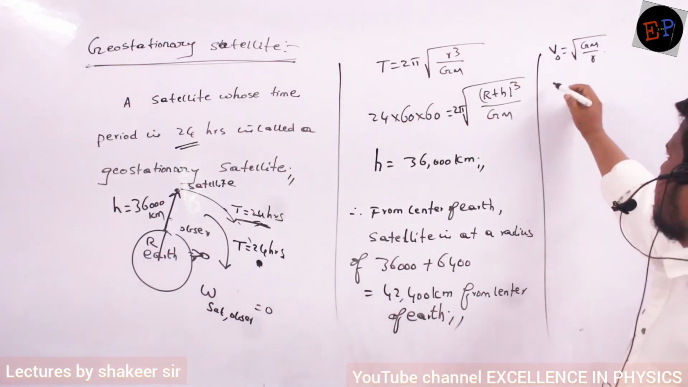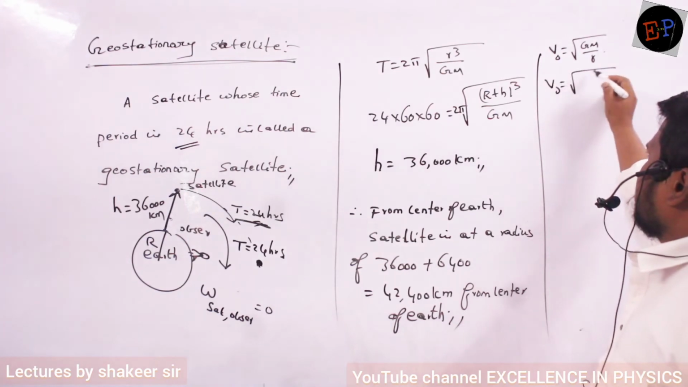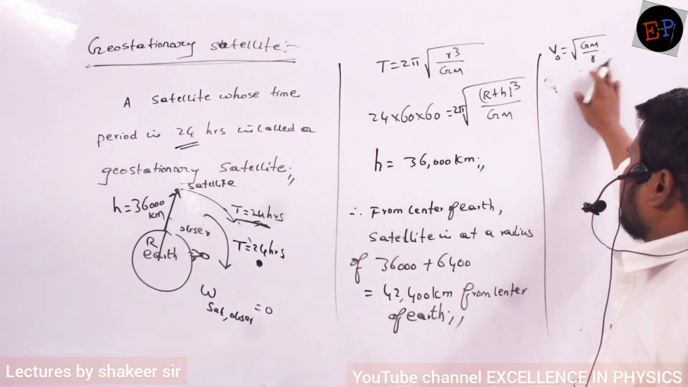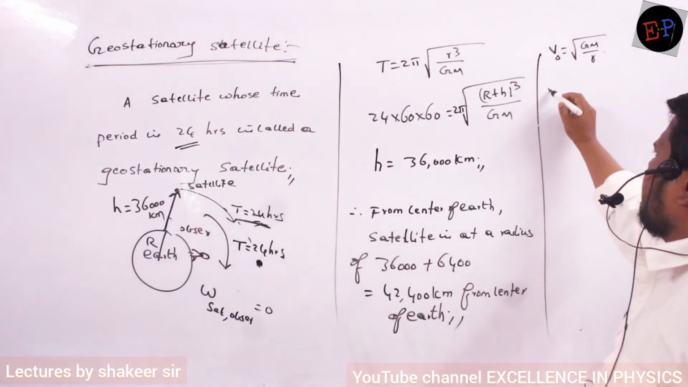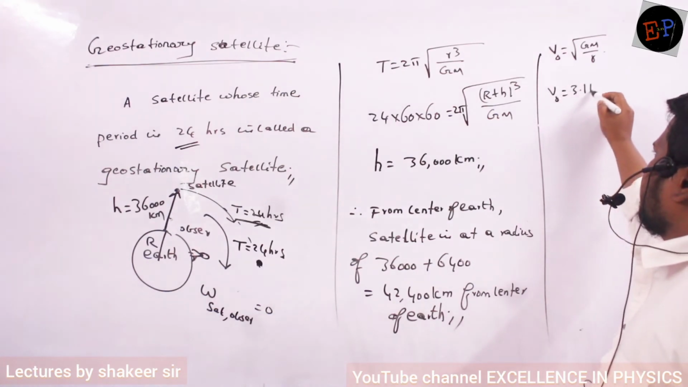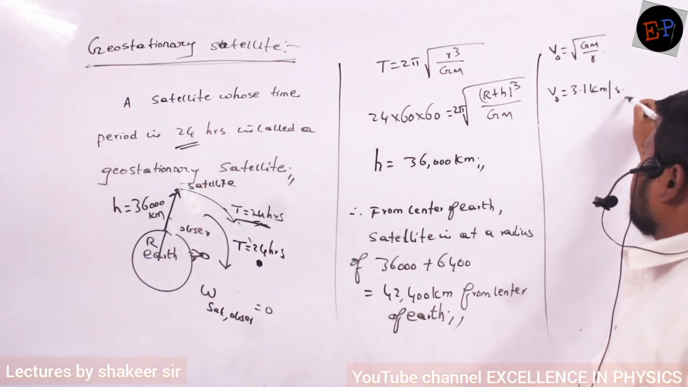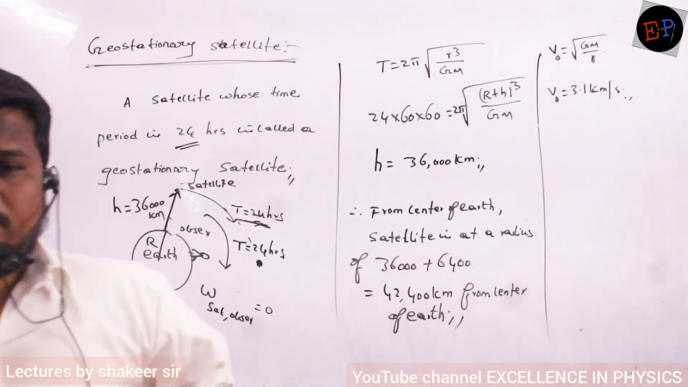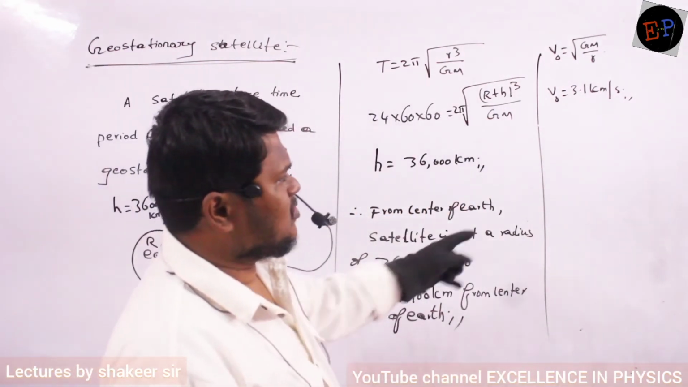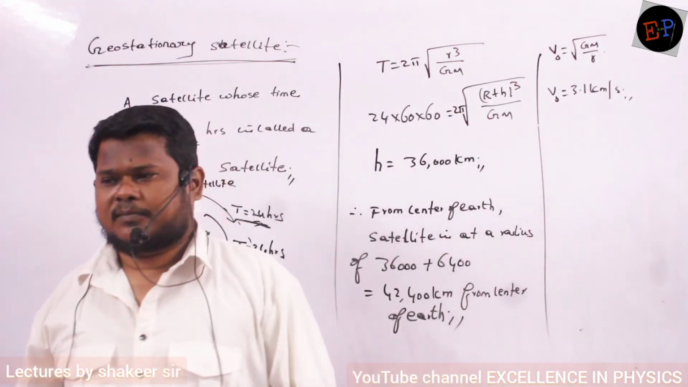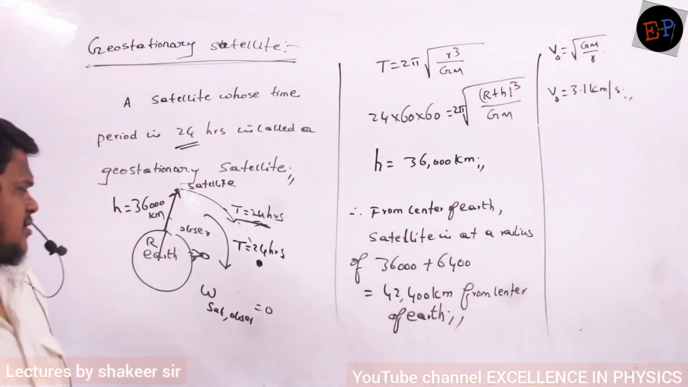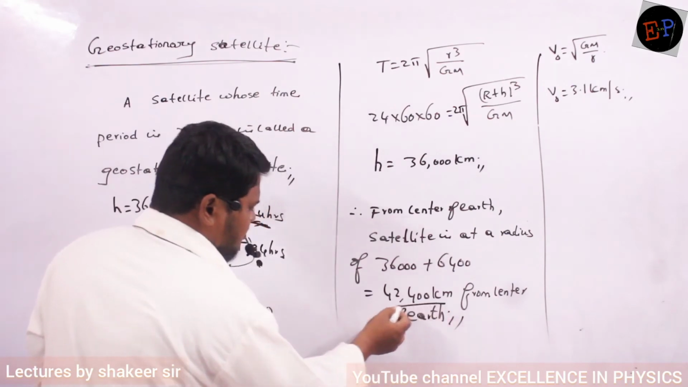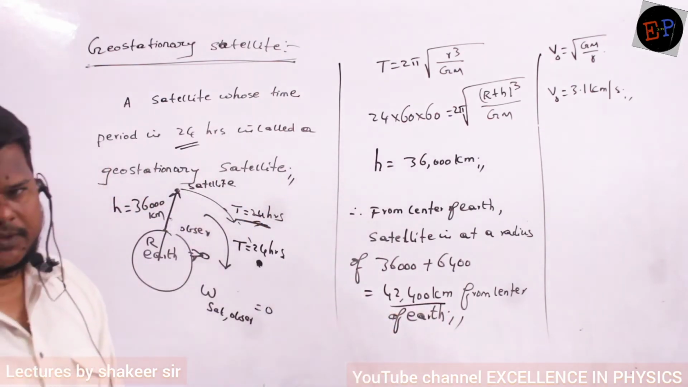Substitute the values here. So v naught is equal to square root of GM by r; we need not write all this again. Then I will get the orbital velocity as approximately 3.1 kilometers per second. So what should be the speed of a geostationary satellite? The speed should be approximately 3.1 kilometers per second, at a height of 42,400 kilometers from the center of Earth.